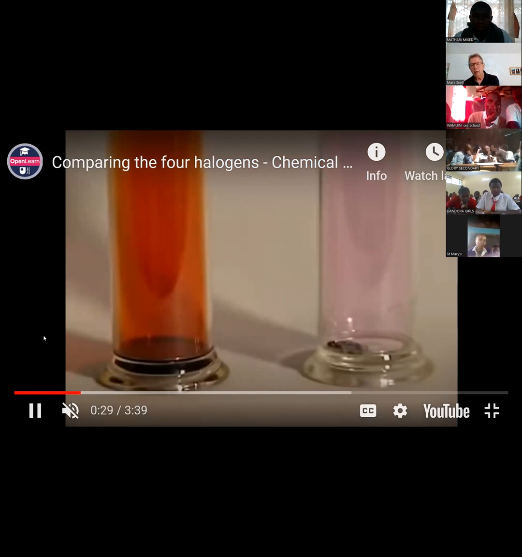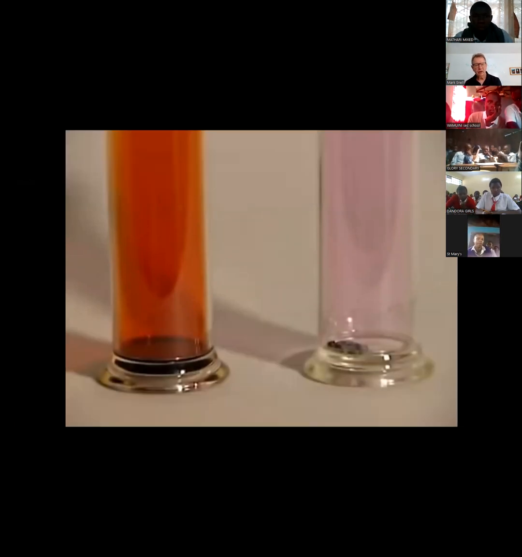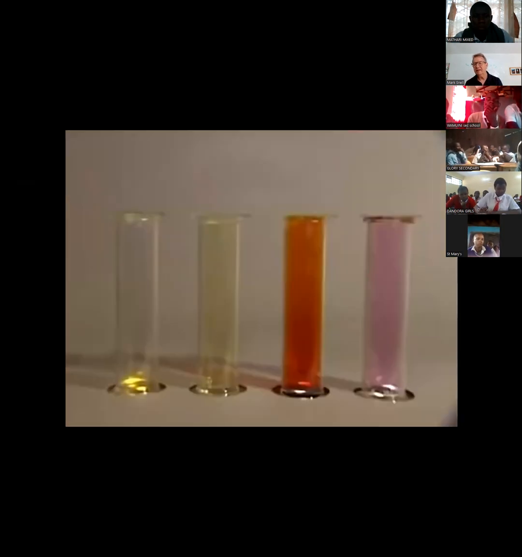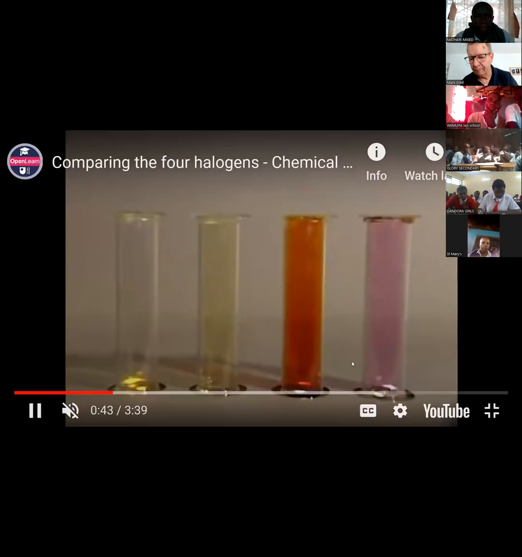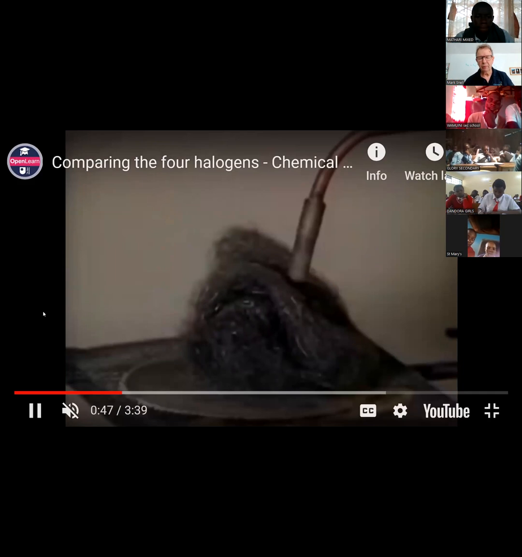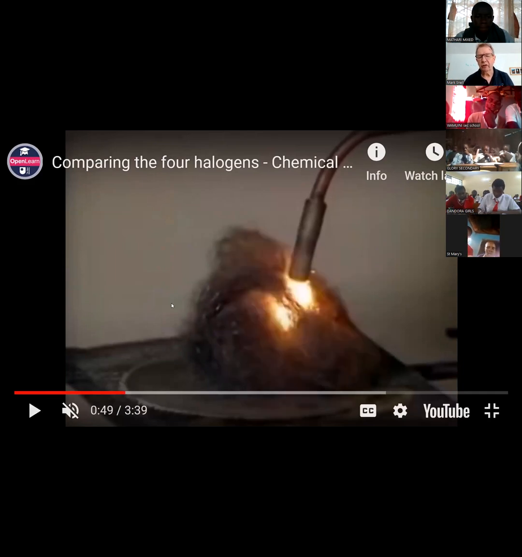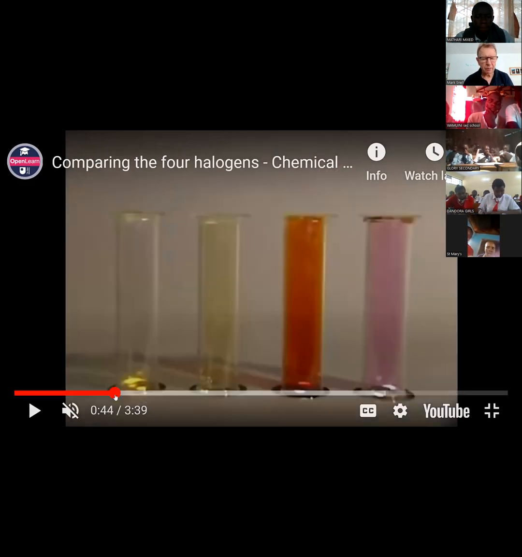So gas, liquid, solid. So fluorine, chlorine, bromine, iodine. Gas, liquid, solid, getting darker in color. Very pale green, yellow, red, and actually the solid for iodine is a gray, but it gives this purple color. Now what we're going to do is, sorry, go back just a moment.